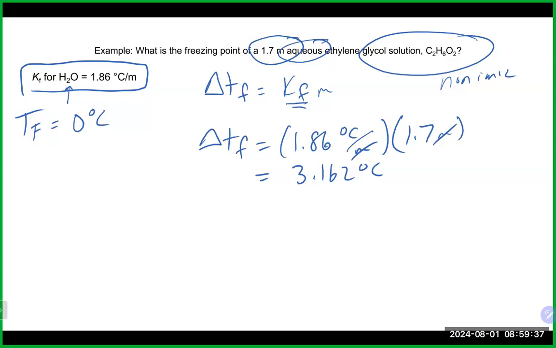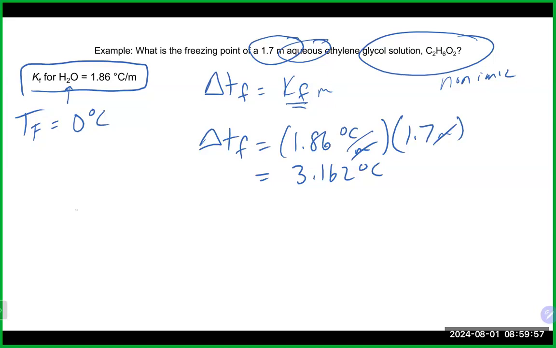That is not the answer, by the way, even though a lot of people might put a box around it at this point. If that was the answer, that would mean that my freezing point actually went up, right? Because it normally freezes at 0. And if it ended at 3.1, that definitely went up, which is not depression, which means it goes down.